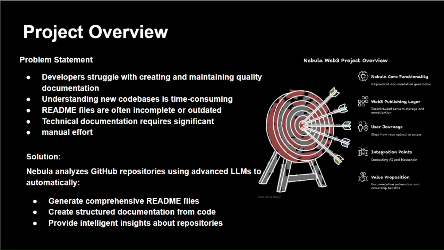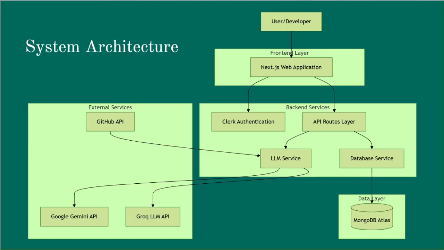And how does it work? We have a front end, which is our Next.js application, where the user or developer signs in using Clerk as authentication, and then we have the API routes hitting the LLM services.